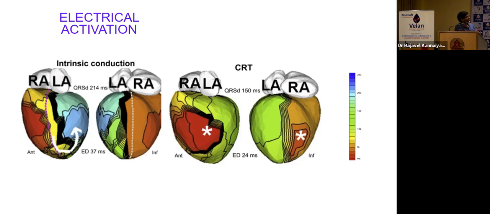In CRT, when we do the resynchronization, we put two leads, one in the right ventricle and the other in the left ventricle. This is biventricular pacing. We make the difference between the lateral wall and septum very small. When we synchronize, the pumping improves acutely. Chronically, this has many remodeling effects: the LV size will decrease, the MR will decrease, and ultimately the EF improves. Next slide.